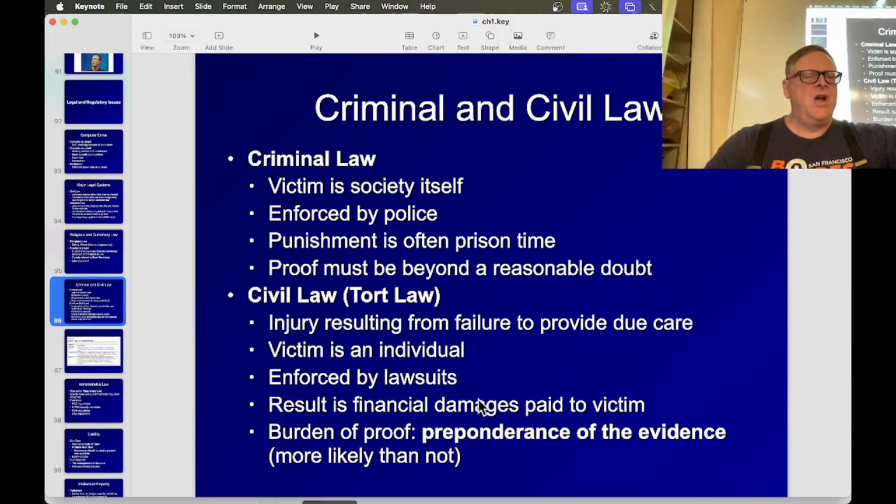So criminal and civil law, like I say, criminal is something where you have to have proof beyond a reasonable doubt and you usually end up going to jail. This is things like murder. Civil law is by far the most common risk at a company. You're usually not doing crimes per se.